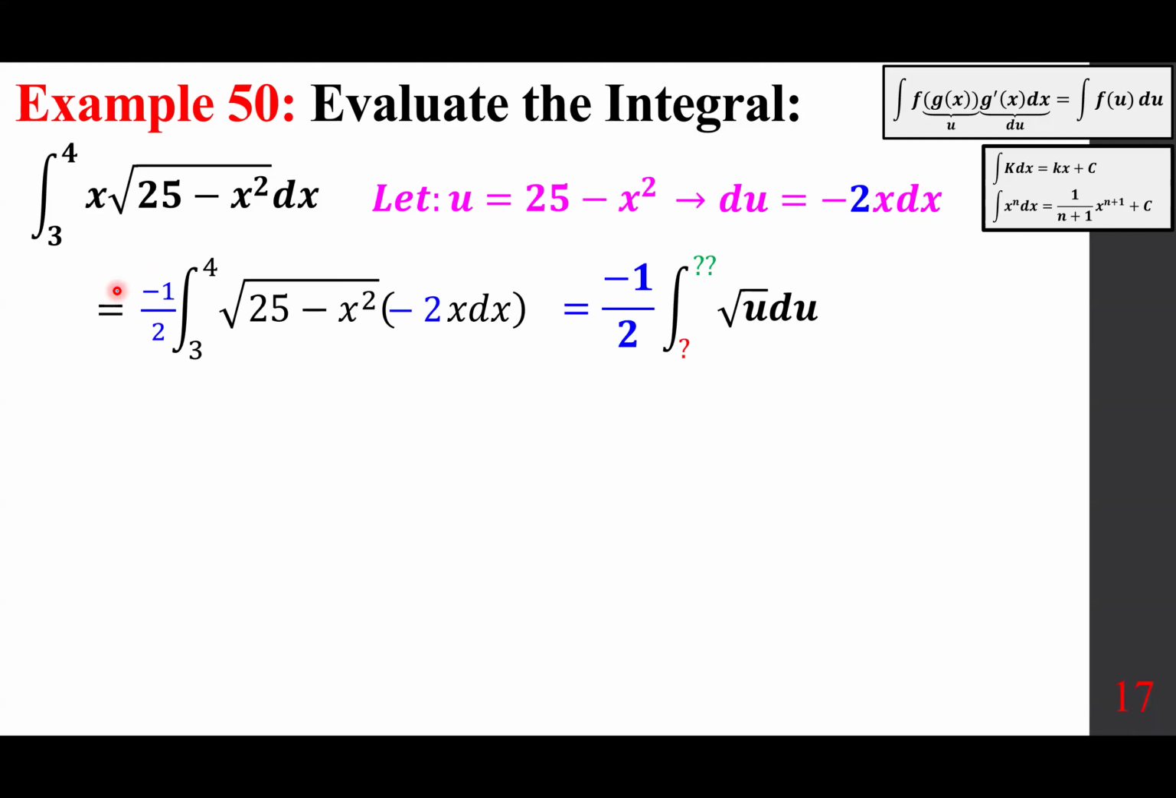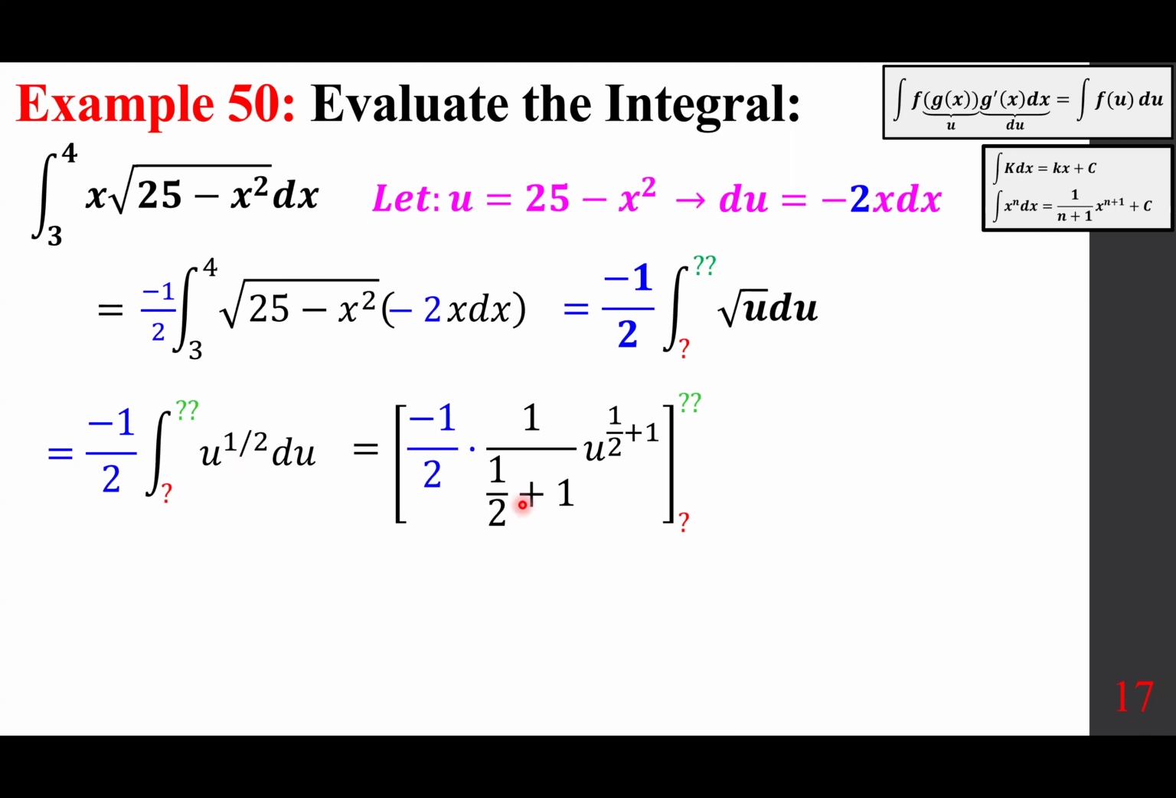We're going to finish it without writing the limits. The purpose of that is to, again, remind you the limits are different now. You can't use the original limits. And so this is u to the power 1/2. You know, we've done this a bunch of times. 1 over 1/2 plus 1, u to the power 1/2 plus 1. This is 3/2.